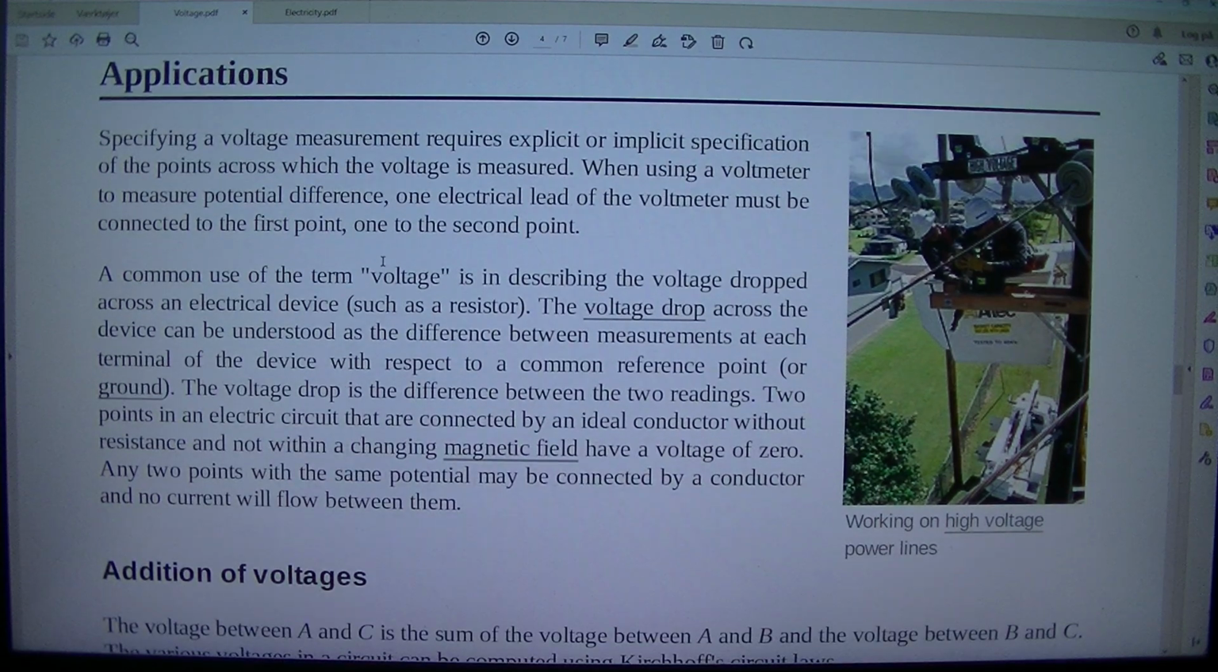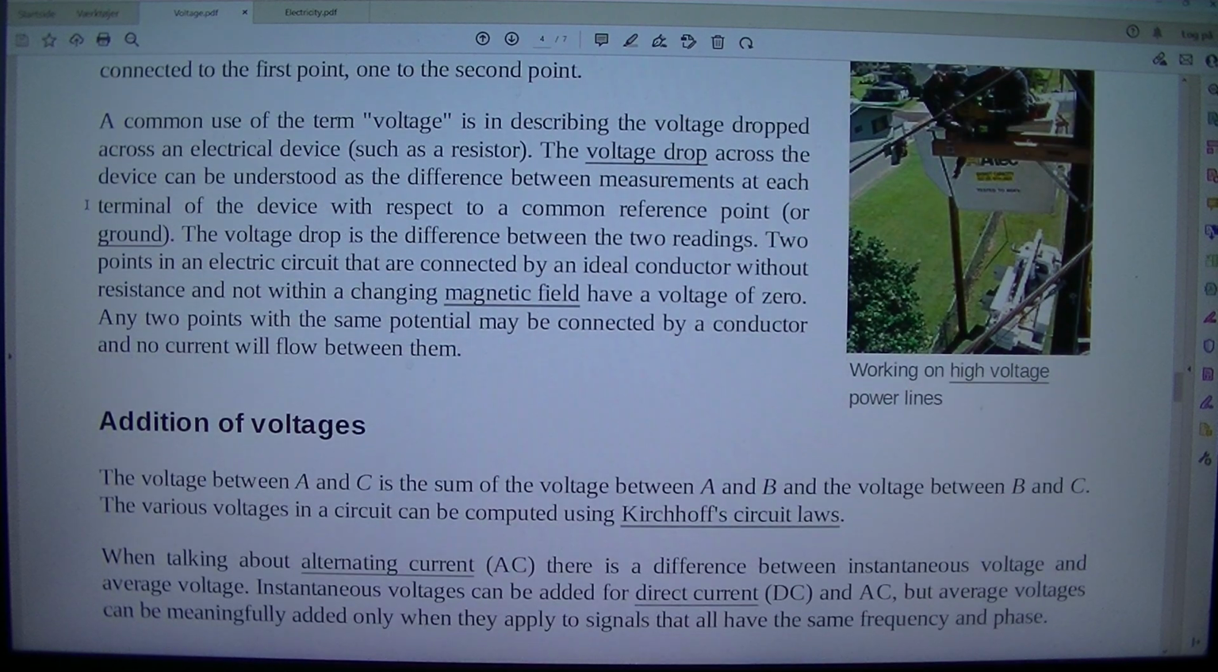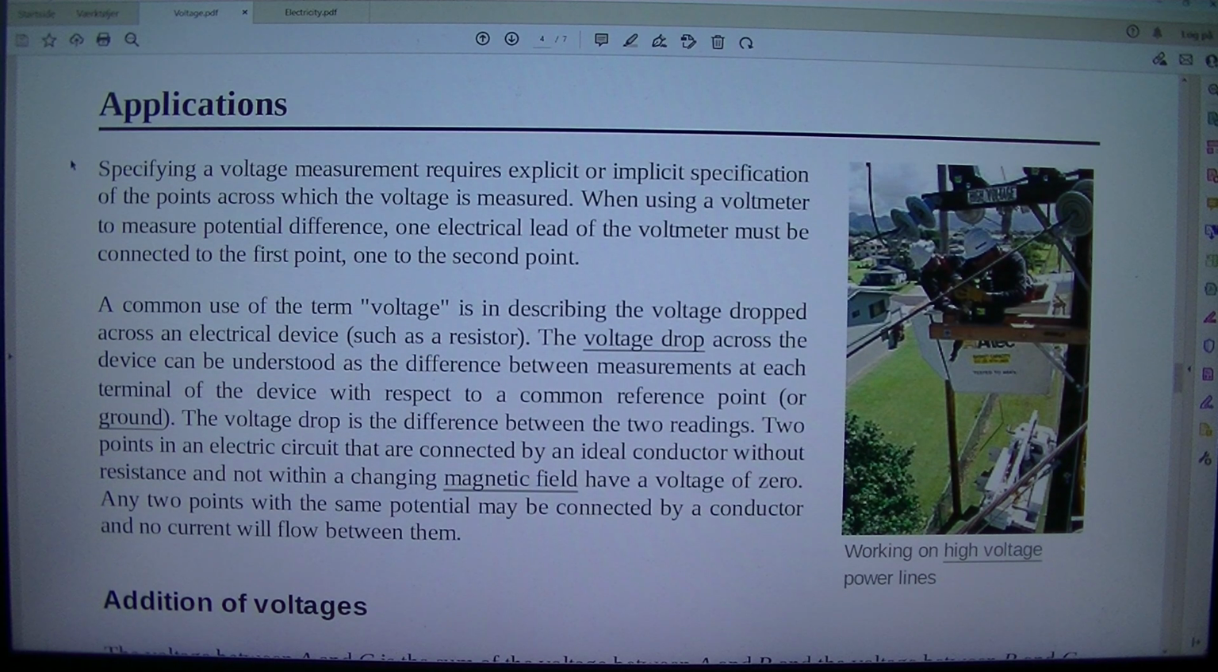Applications. Working on high voltage power lines, specifying a voltage measurement requires explicit or implicit specification of the points across which the voltage is measured. When using a voltmeter to measure potential difference, one electrical lead of the voltmeter must be connected to the first point, one to the second point.